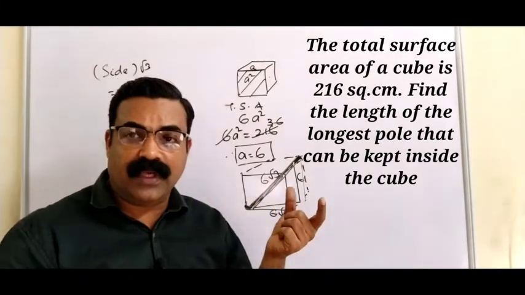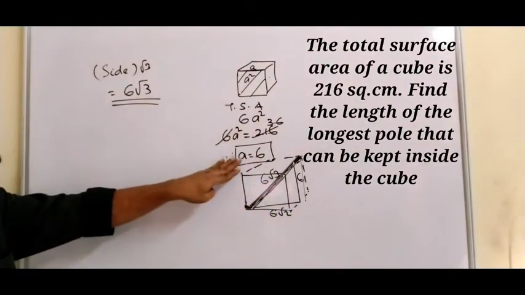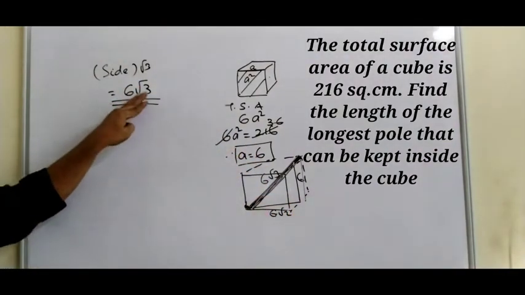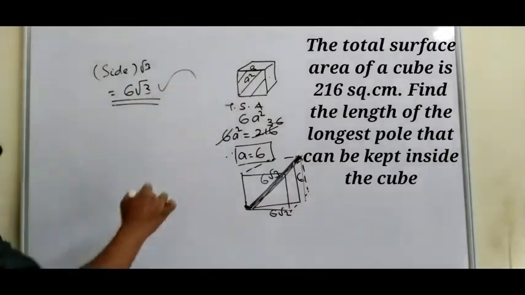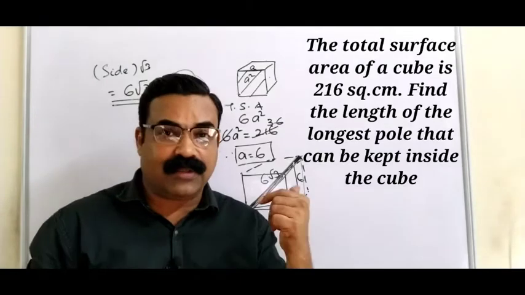The shortcut method we use is side multiplied by root 3 will be the longest length. The side we have already found is 6. 6 multiplied by root 3, 6 root 3, is the correct answer. So accordingly you can mark the correct option. Okay, let us go to the next question.